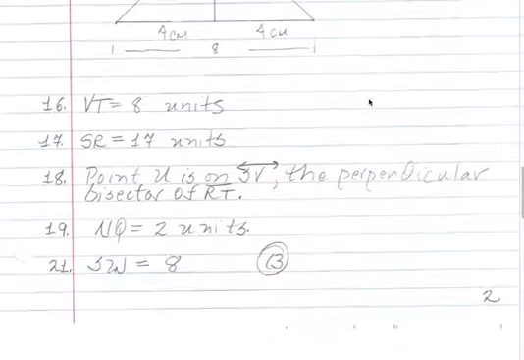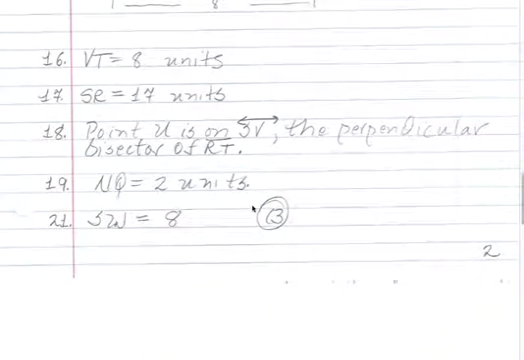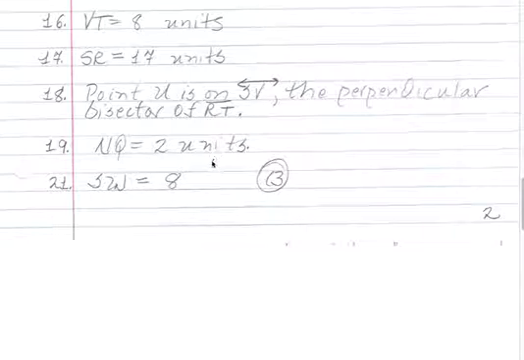All right, number 16, we're looking at the diagram there on page 268. And they're asking us to find VT. VT is equal to 8 units. 17, SR is equal to 17 units. 18, U is on line SV, and it's the perpendicular bisector of RT. Yes. Okay, 19, NQ is 2 units.